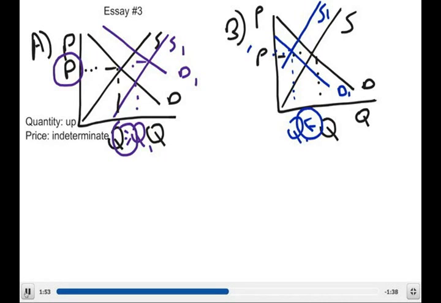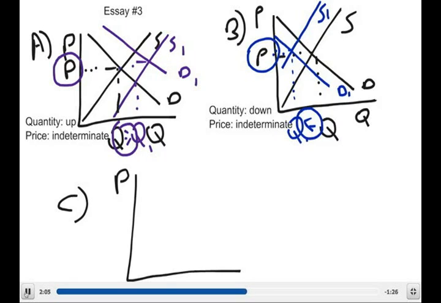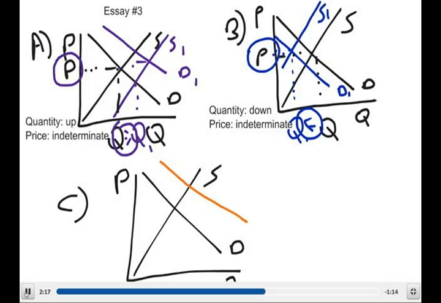Letter C, then we'll draw our price and quantity. Price, quantity, supply, demand, and there's an increase in demand. So we'll draw that. Increase in demand and a decrease in supply. So we'll draw that. S1 and D1. And we will locate our first equilibrium there. And there's our quantity. There's our price.